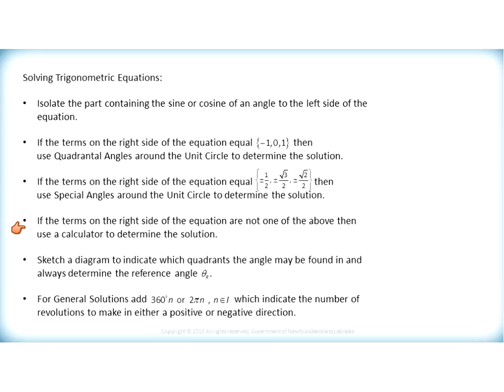If the terms on the right side of the equation are not one of the above, then we would have to use a calculator to determine the solution. Always sketch a diagram to indicate which quadrants the angle may be found in, and always determine the reference angle given by theta subscript r. For general solutions, we add 360 degrees times n, or 2 pi n radians, where n belongs to the set of integers. This indicates the number of revolutions to make in either a positive or negative direction that will give us all the solutions that satisfy this equation.